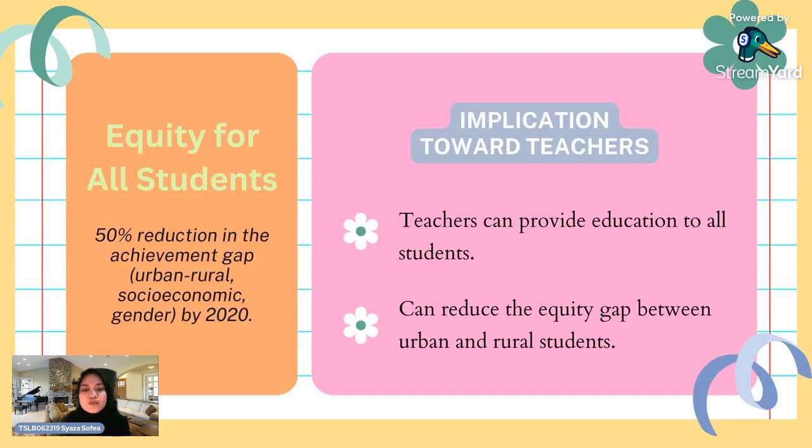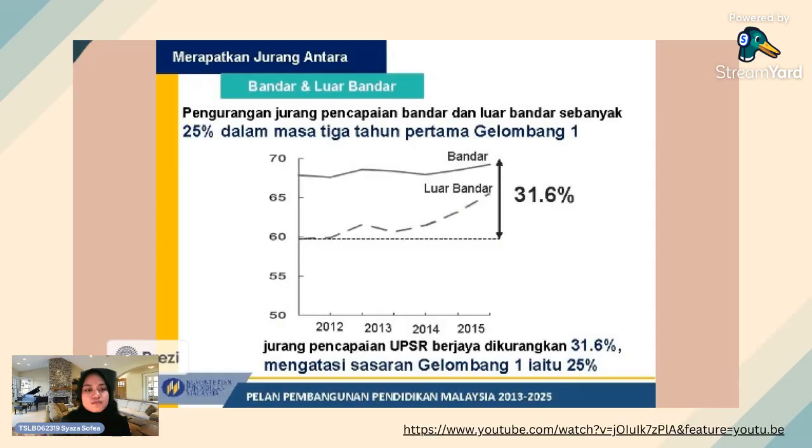Thirdly is the equity for all the students. There is a 50% reduction in the achievement gap, including urban-rural, socio-economic, and gender, by the year 2020. The implication for teachers is that teachers can provide education to all the students, and it can reduce the equity gap between urban and rural students. Here is some attachment of the graphs related to the education gap in Malaysia.